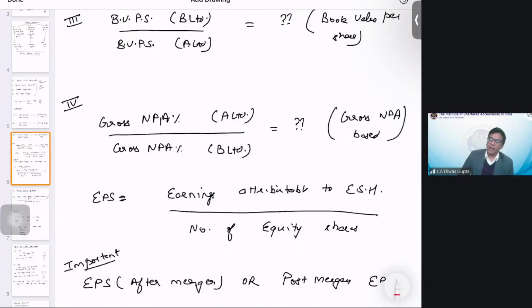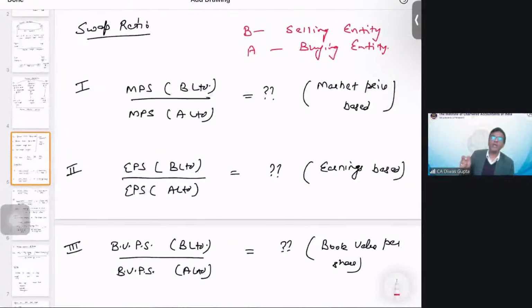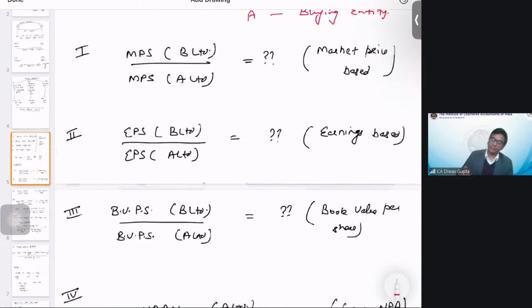Now, if you see, till now, whatever are the good metrics, for example, market price per share, earnings per share, book value per share, for all of them the values were put in such a way that it is B Limited divided by A Limited, correct?